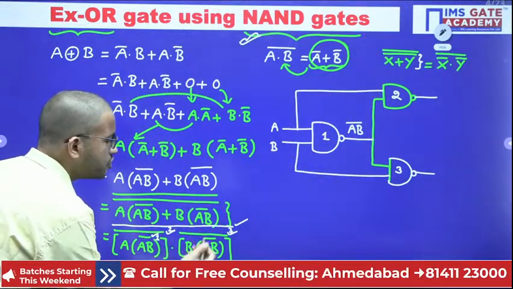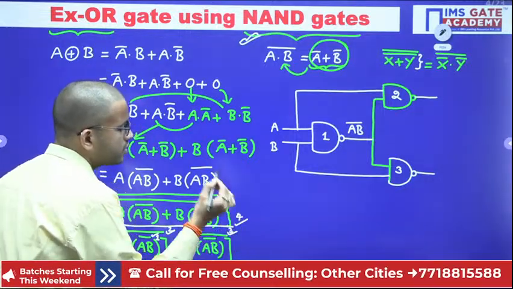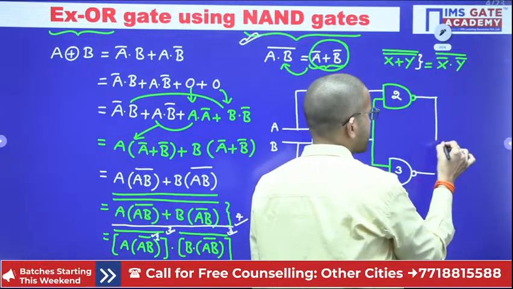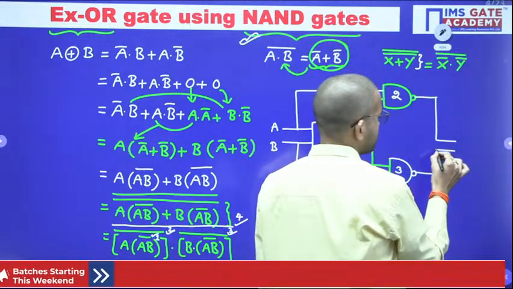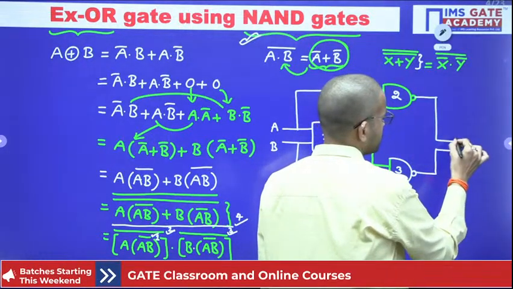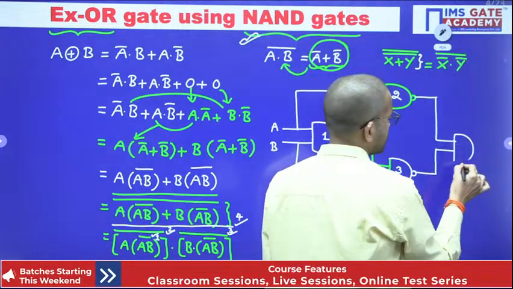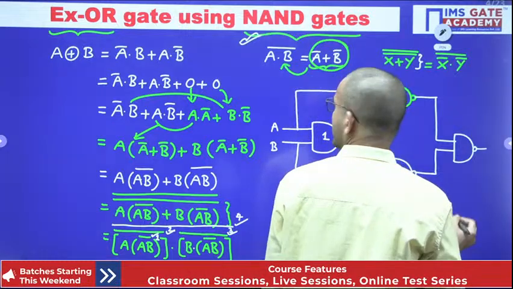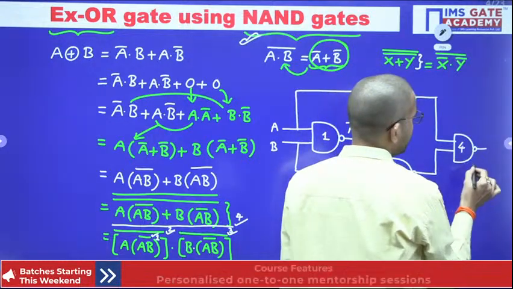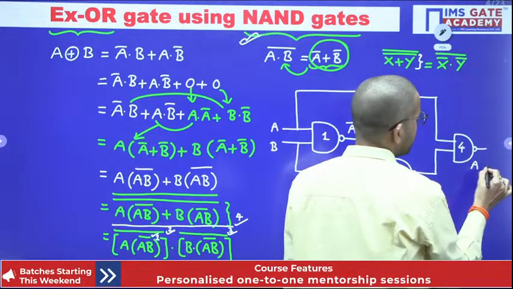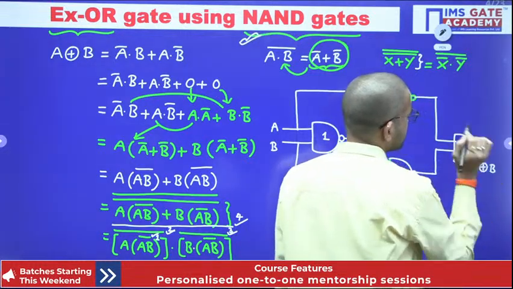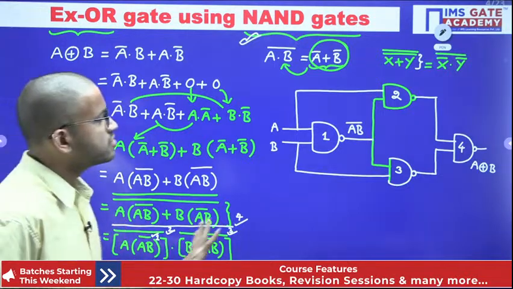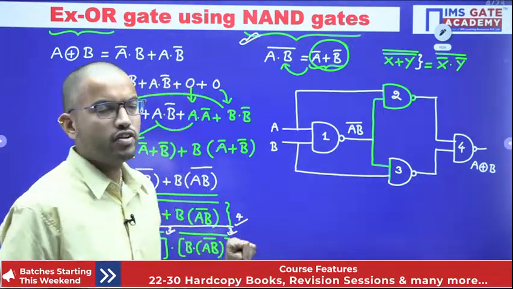Y1, Y2 whole bar. That means we require one more NAND gate. For that NAND gate, we are giving these two outputs as the inputs. So finally, this is the fourth NAND gate. Output of this one, we are getting A XOR B. So for implementing a 2-input XOR gate, we require 4 NAND gates.